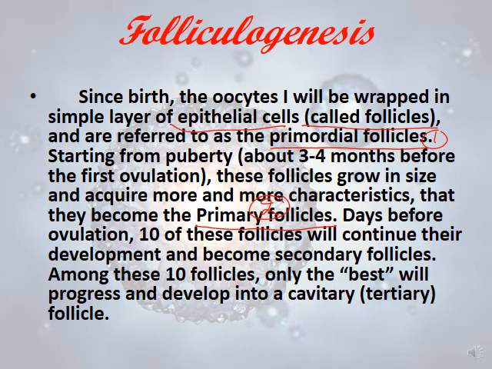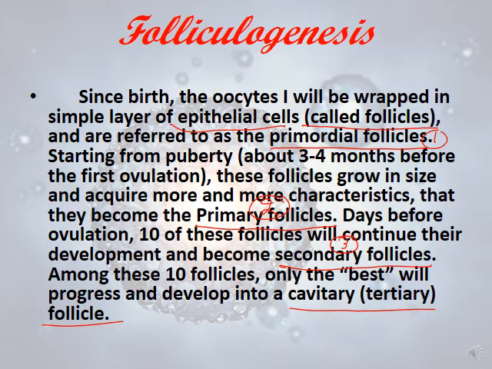Days before the ovulation, 10 of these primary follicles will continue their development and give the secondary follicles. Among these 10, only one follicle will progress and develop into a tertiary follicle, called a cavitary follicle. So let's repeat this. Follicular genesis: since birth, the oocyte will be wrapped and surrounded by epithelial cells.